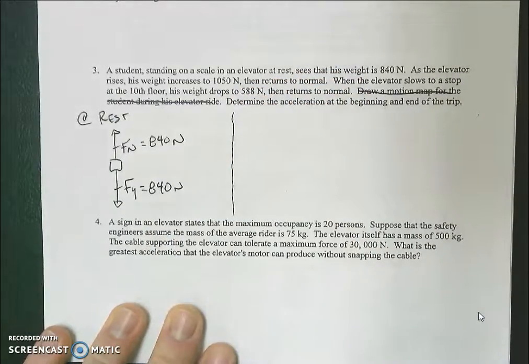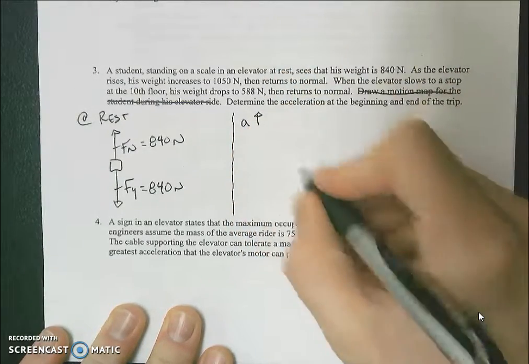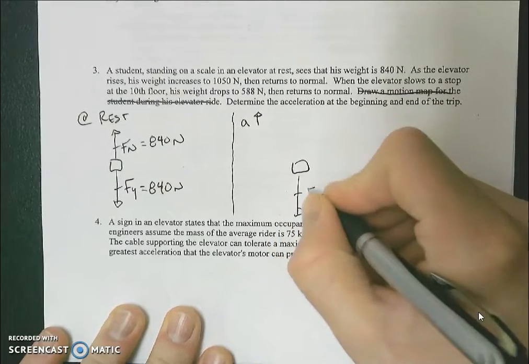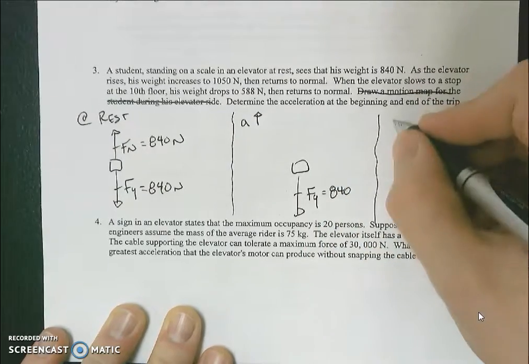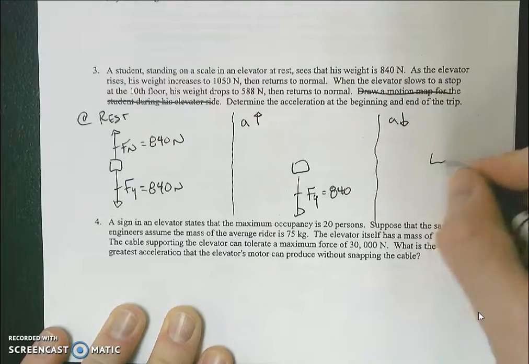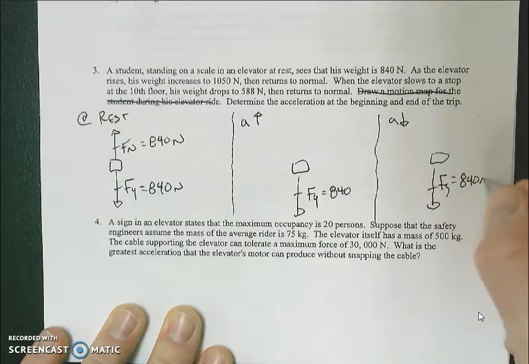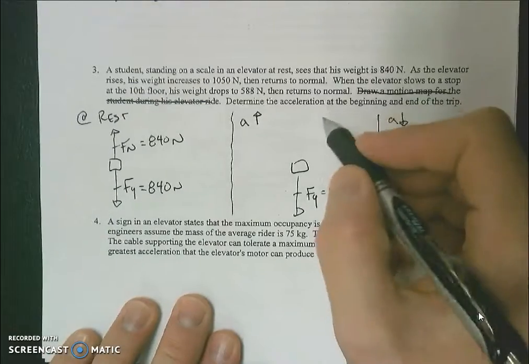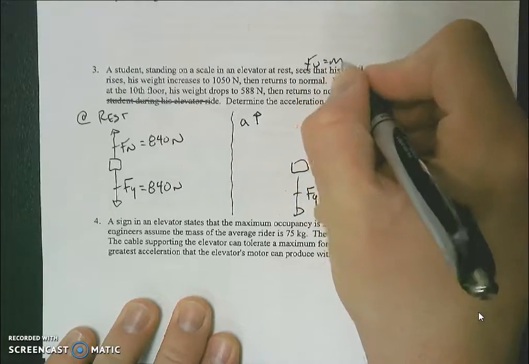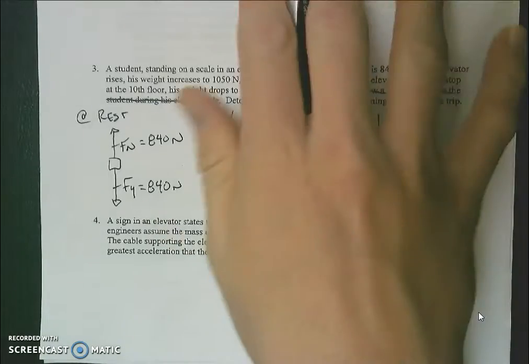The force of gravity acting on him when he is accelerating up is still going to be that 840. And then at the top, when it's accelerating downward and he feels lighter, the force of gravity is still going to be 840. Again, I'm just working through force diagrams before I even try to find accelerations. I want to know the forces first because I know I'm eventually going to have to use FUMA to find accelerations.